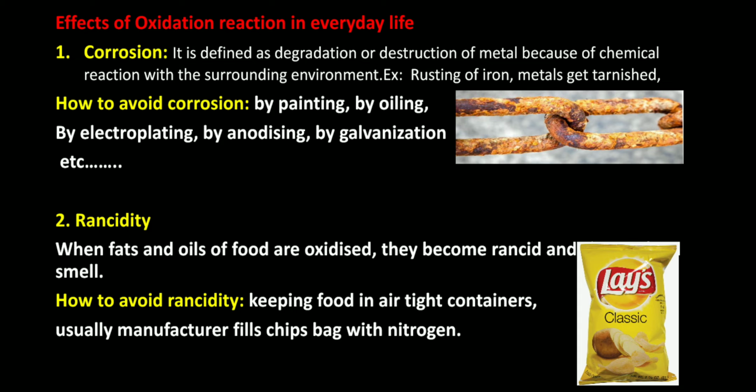Means the shining surface of the metals can be destroyed slowly. This is the corrosion. Examples: rusting of iron, metals get tarnished, the shining surface of the metals can be reduced. This is because of the corrosion.